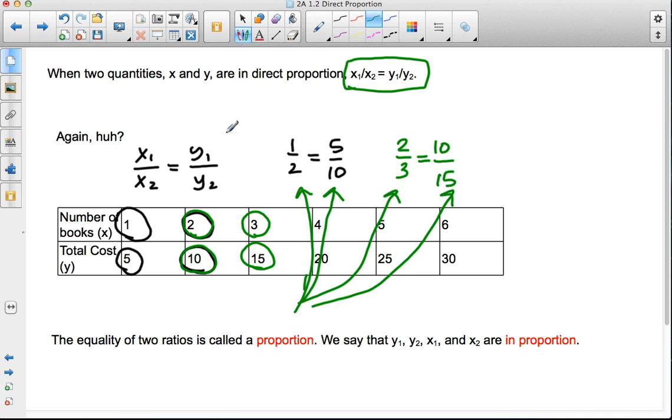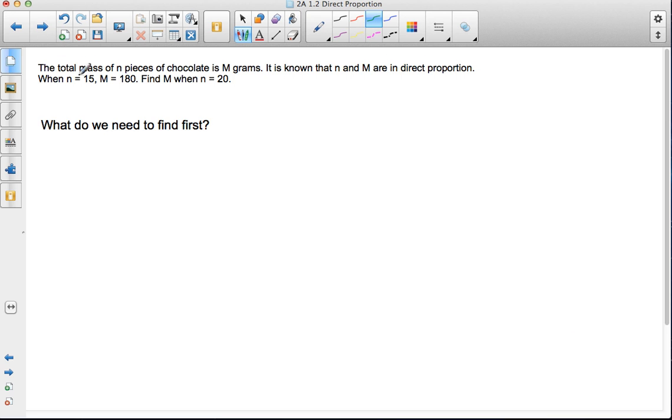So what does this mean in terms of trying to solve some math problems? Let's take a look. The total mass of n pieces of chocolate is m grams. It is known that n and m are in direct proportion. So you are being told that they are in direct proportion. There are two different ways to solve this problem. When n equals 15, m equals 180. Find m when n equals 20.